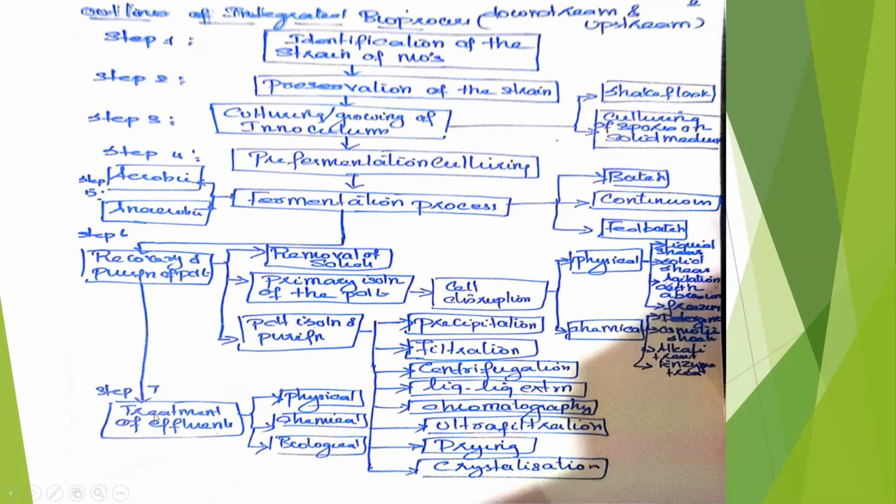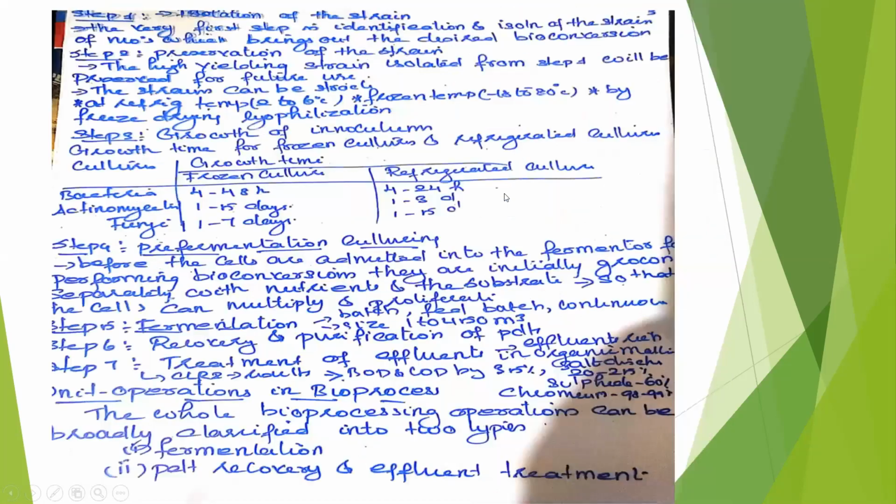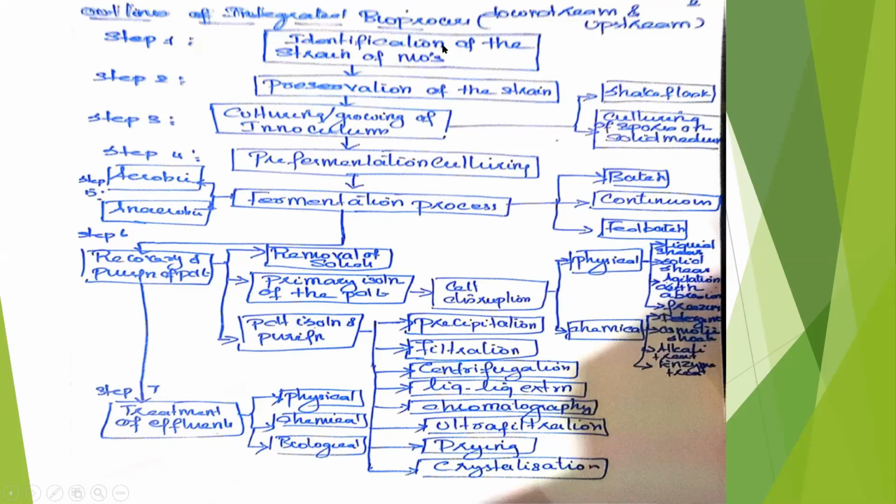Then we should go for the treatment of effluents. There you have physical, chemical, and biological methods. So this is called the outline of an integrated bioprocess. Here you have 7 steps: identification of the strains of microorganisms, the next is preservation of the strains, and step 3 is culturing and growing of inoculum.